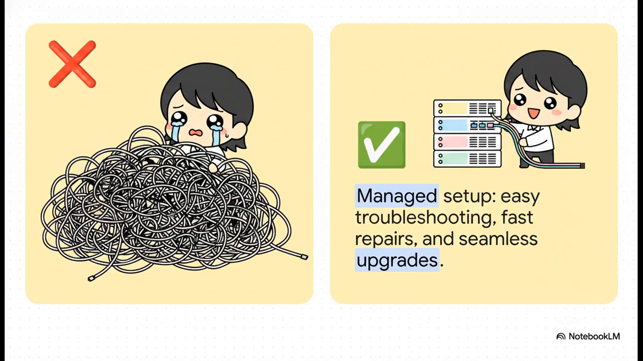If they have to spend 30 minutes just untangling and tracing a single wire to its source, well, that's 30 minutes your entire team isn't working. Now contrast that with a managed setup. Cables are labeled, they're routed logically, they're color-coded. This means super easy troubleshooting, significantly faster repairs, and seamless upgrades when it's time to add new equipment. Basically, it transforms a crisis into a minor, easily solvable hiccup.